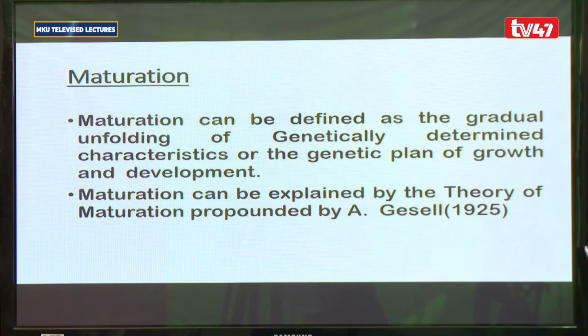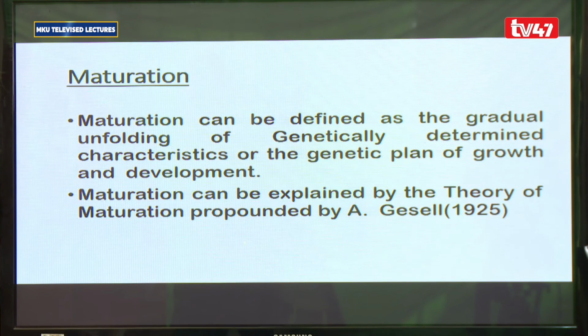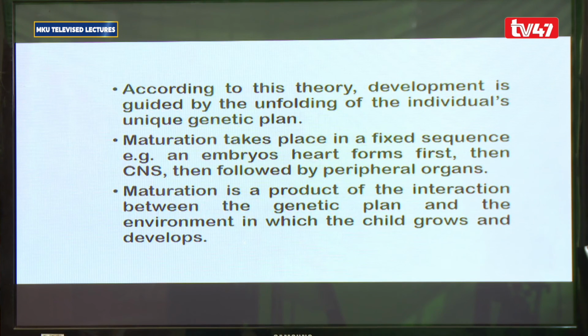And for us to be able to understand this, let's look at a theory of maturation which was propounded by Arnold Gesell around 1925 to explain how maturation takes place. And according to him, development in the human organism is guided by the unfolding of what we are calling the individual's plan of growth. Using a fixed sequence, for example, we see the heart forming first in the embryo, then the central nervous system, and then the peripheral organs.